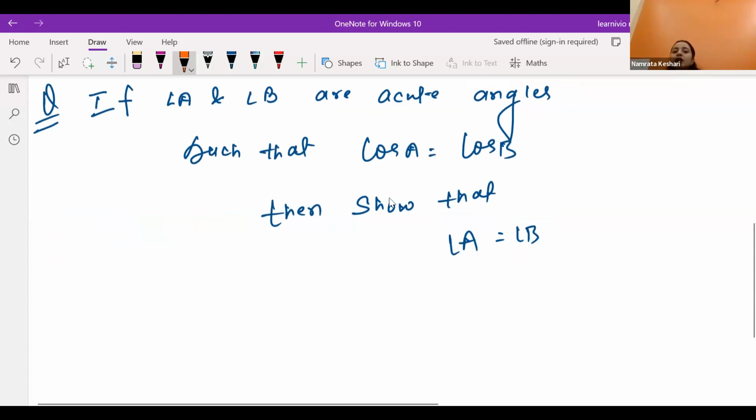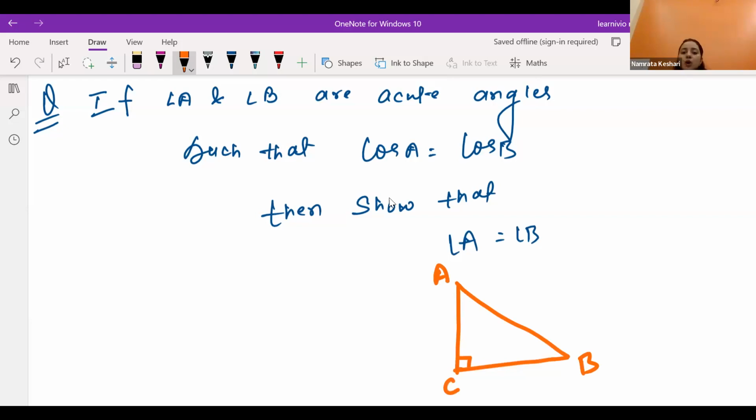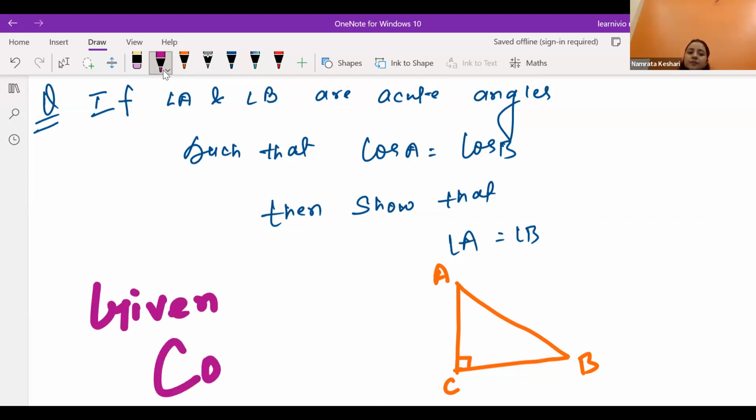So angle A and angle B are acute angles. Let's draw a right angle triangle. At C, we are maintaining 90 degrees. A, B, C, this is how we can also write it, are acute angles such that cos A is equal to cos B. Okay, it is given over here that cos A is equal to cos B.